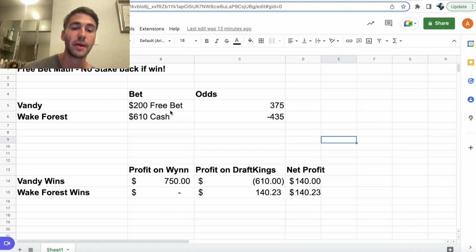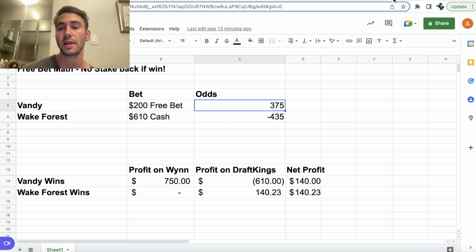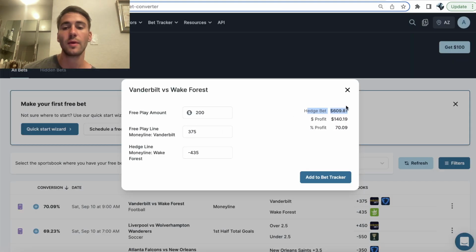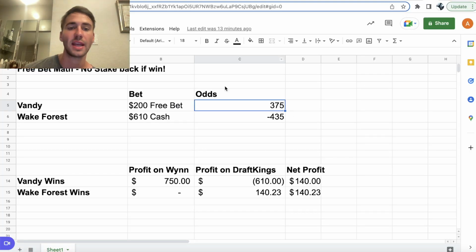We have a $200 free bet. We're putting on Vanderbilt at plus 375 odds. And then we have $610, 609.81, that we're placing on DraftKings at minus 435. Let's just say it's $610 to make the math simpler, right? You round up a bit. Who cares? You're making $140.